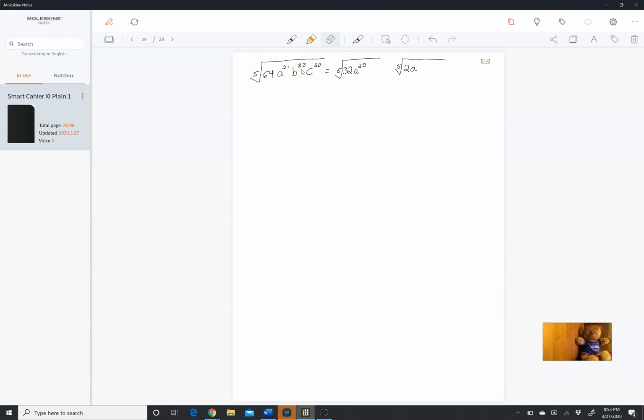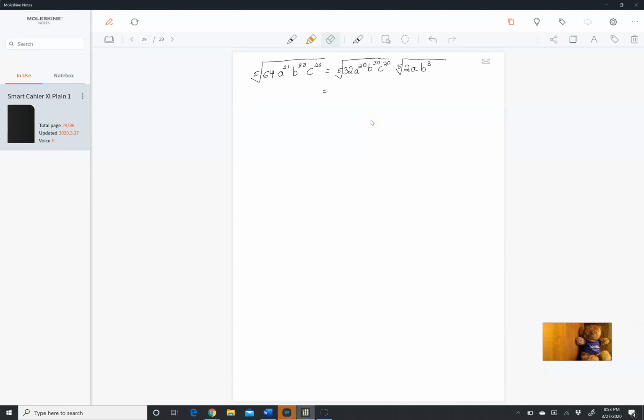33, not divisible by 5. 32, 31, not divisible by 5. But 30 is. So under here, we put b to the 30th. What's left over? A b cubed. c to the 20, 20 is divisible by 5. So the whole c to the 20 goes under that first fifth root. And there's nothing left over, okay? So we don't do anything here. There's nothing left over. So now we're going to simplify this first fifth root.